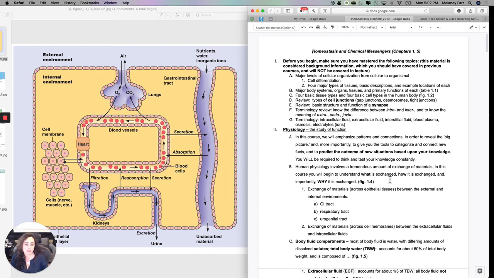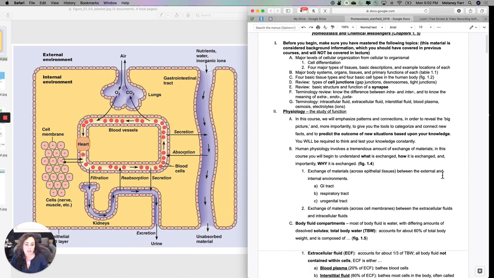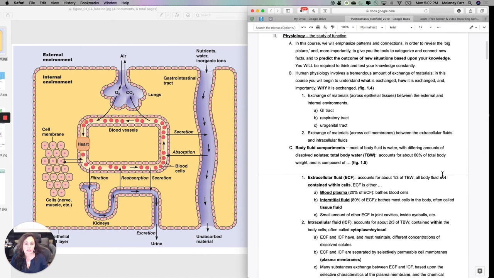Okay, so the first thing I want to talk to you guys about is sort of where we start with human physiology. So I'm going to start from a place that you're familiar. Basically, a lot of human physiology, as you're seeing from this figure right here, is going to involve getting things from one place to the other.